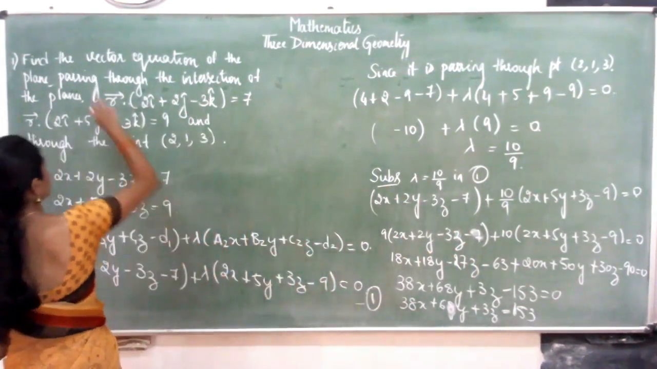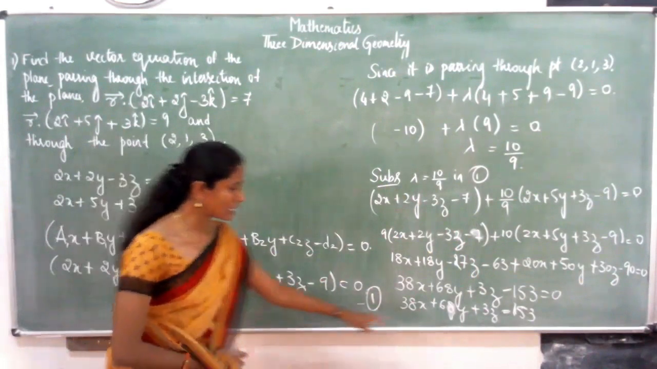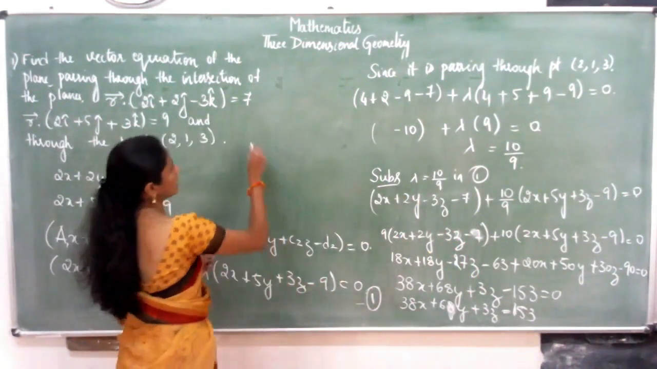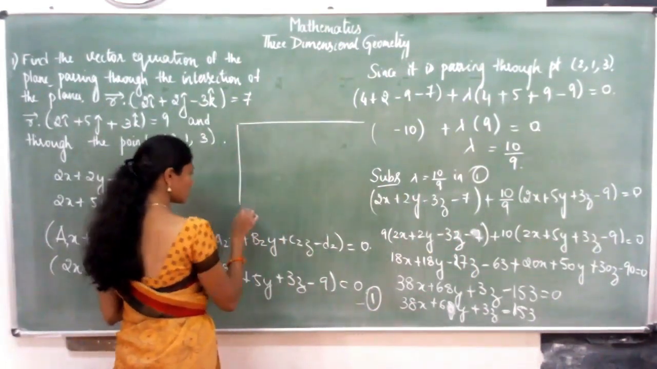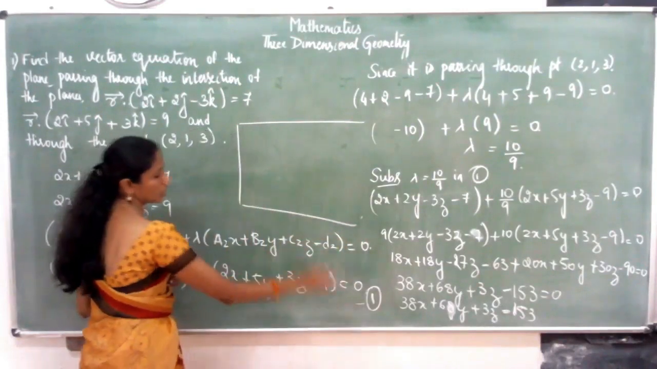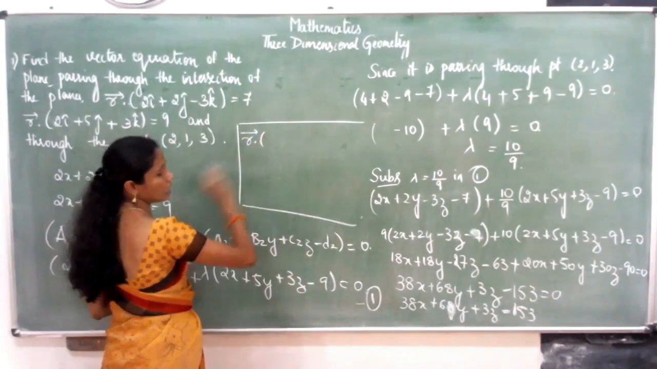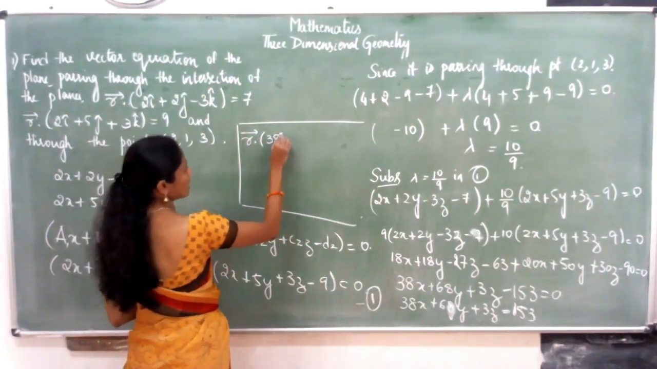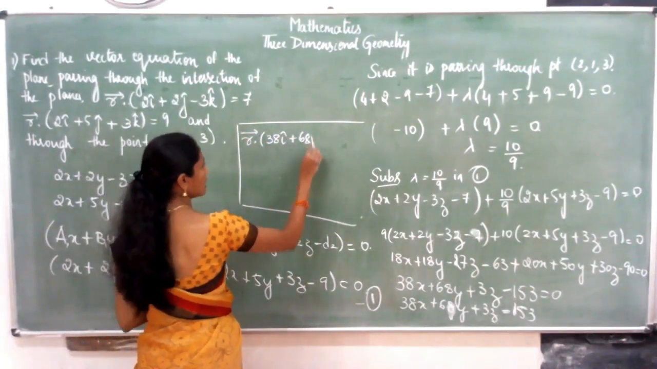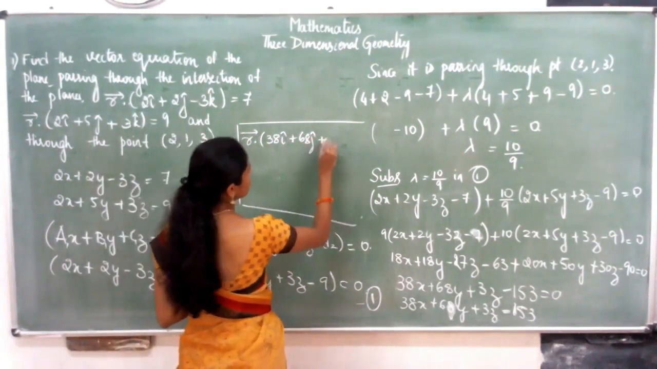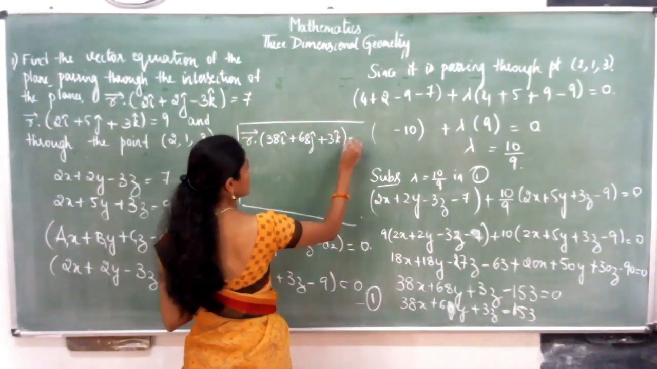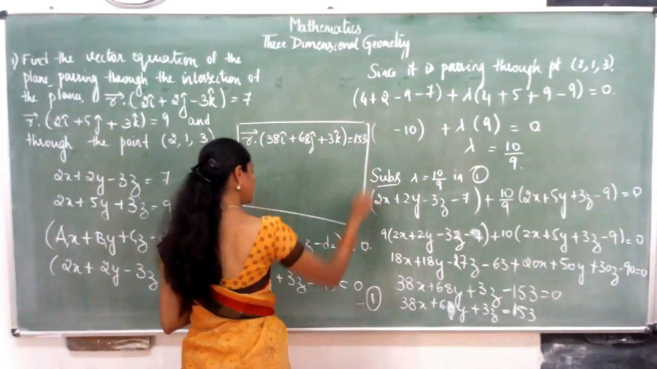But they have asked for vector form. So writing this in the form of vector, I conclude here. So writing this equation in the vector form, we have vector r dot 38 i cap plus 68 j cap plus 3k cap is equal to 153.